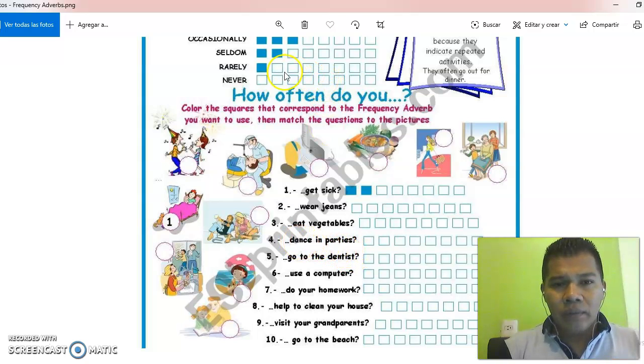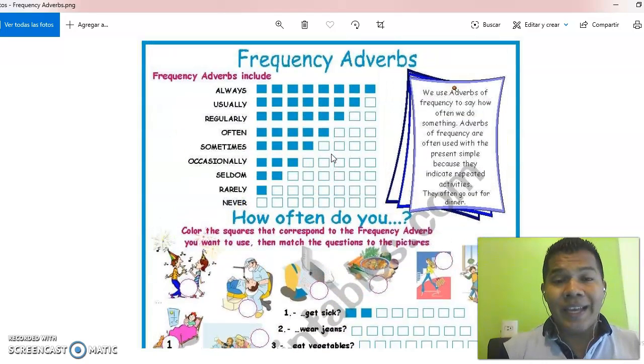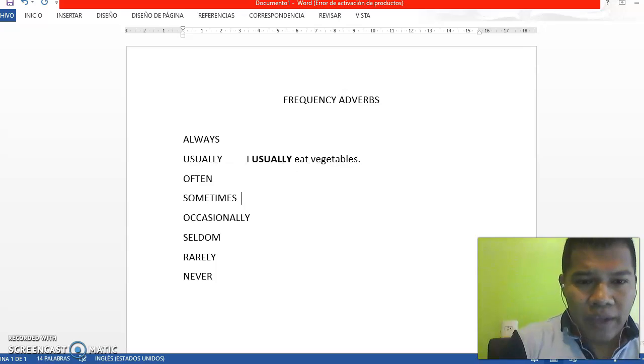How often is the key to answer the questions. How often means con qué frecuencia, cada cuánto. Let's just clarify this one so that you know what you are saying. How often do you go to the dentist? Well, this is an activity that I sometimes do. So, Mr. Paco, how often do you go to the dentist? Oh, I sometimes go to the dentist.